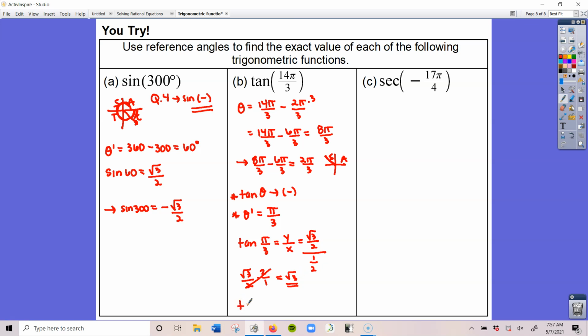So that means that the tangent of 14 pi over 3 is going to equal negative, because that's the sign of tangent in quadrant 2, negative square root of 3. And that would be our answer.